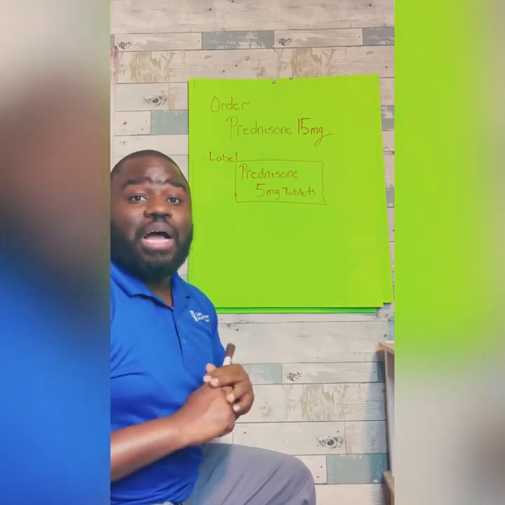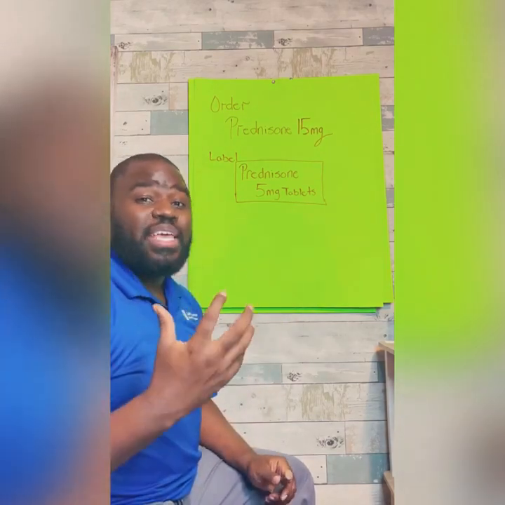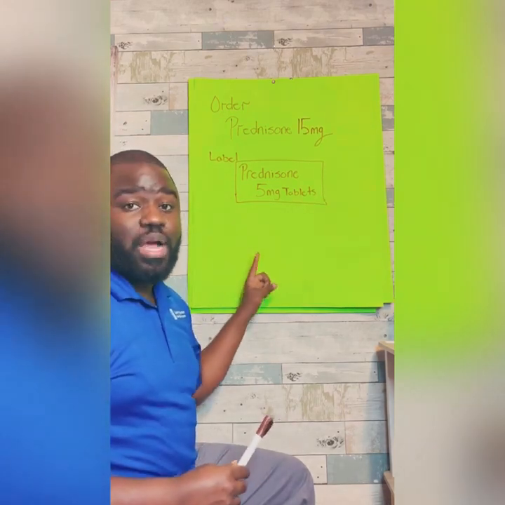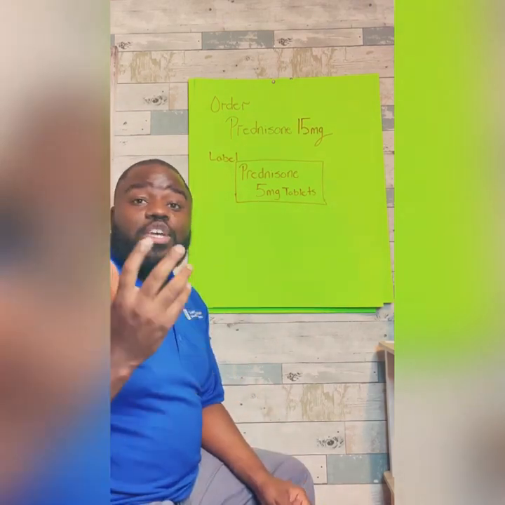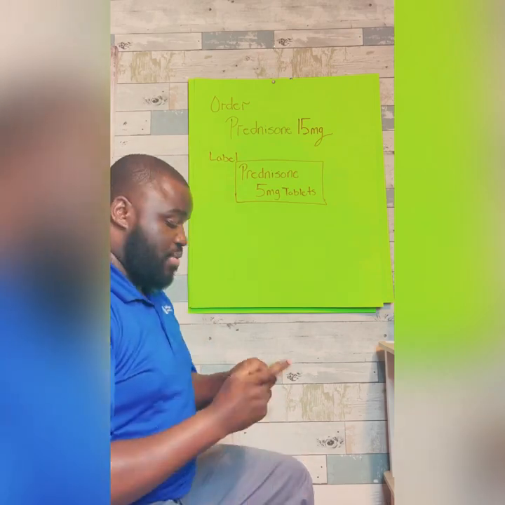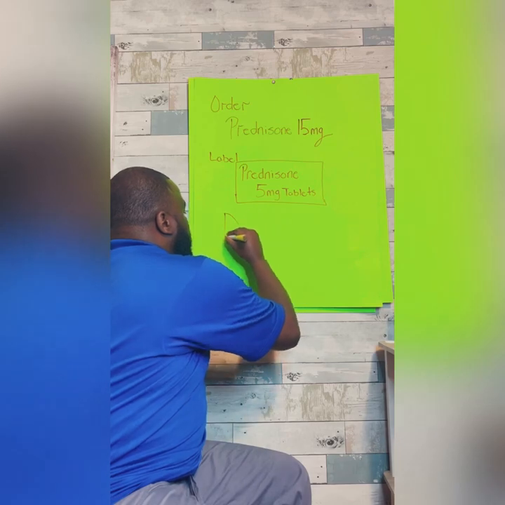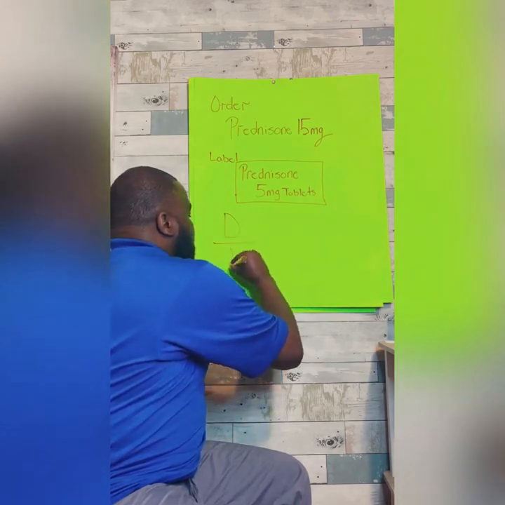All right. In this problem set, I want to teach you a fairly easy method that you can use to calculate this dosage calculation problem. That method is called desired over half. Let me show you what that looks like. So it's D over H.